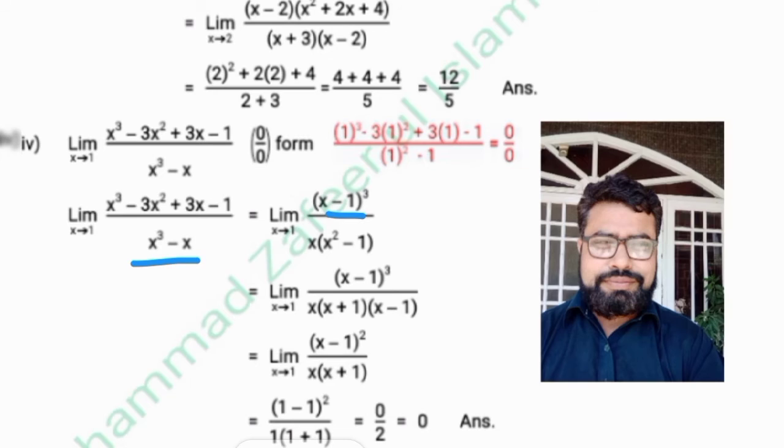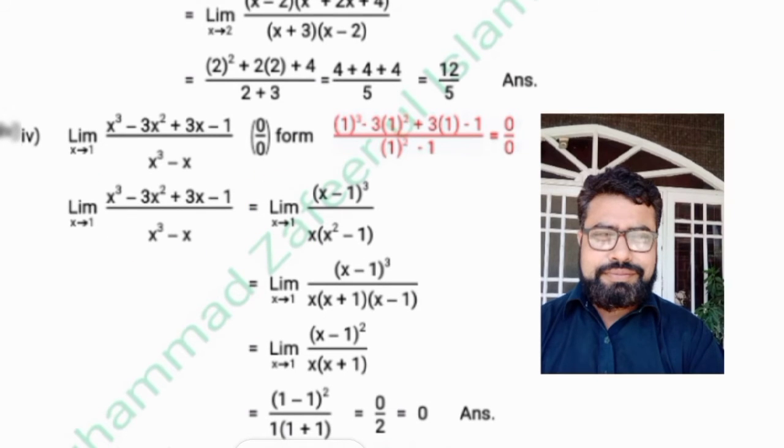In the denominator, we can take x common from the two terms. If we take x common from x cube minus x, it will be written x square minus 1 inside the bracket, and limit x approaches 1 will be written the same. Now in the denominator, there is x square minus 1. There is the formula of a plus b into a minus b, that is a plus b, that is x plus 1, and a minus b, that is x minus 1, and x will be written the same, and the numerator x minus 1 whole cube will be written the same.